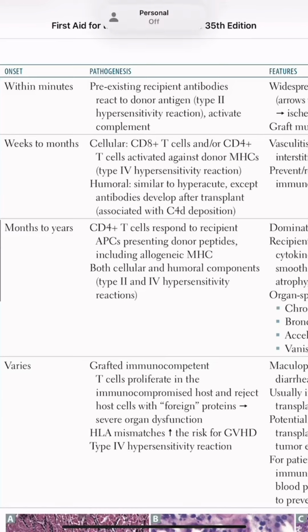Transplant rejection, memorization under 5 minutes. So, how to identify the type of rejection?